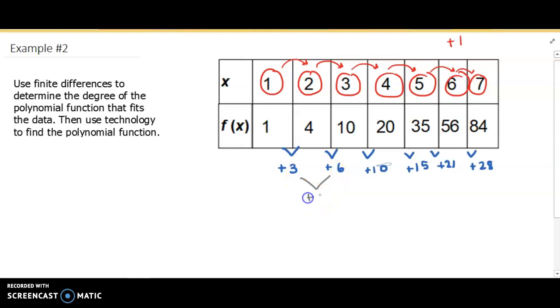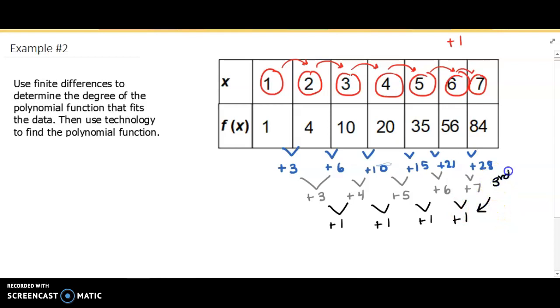3 to 6, I increase by 3. 6 to 10, I increase by 4. Increase by 5. 15 to 21, increase by 6. And increase by 7. My second order differences are not the same, so I want to try my third order differences. 3 to 4, I increase by 1. 4 to 5, I increase by 1. 5 to 6, increase by 1. And 6 to 7, I increase by 1. My third order differences are the same, and therefore I have a perfectly cubic equation.